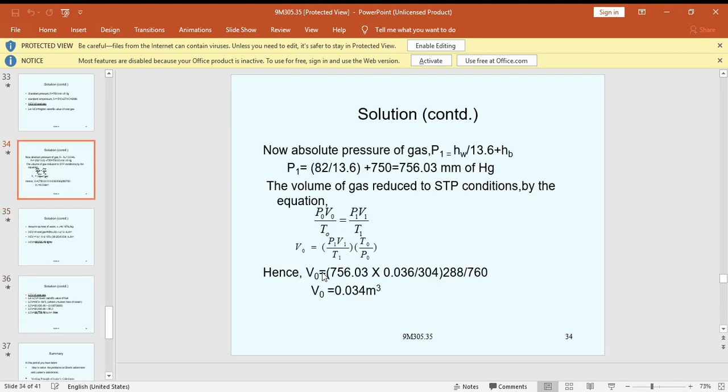Once again, look here. The standard is given. The absolute pressure of the gas P1 equal to HW water head plus 13.6 into HB. You get 82 mm of water by 13.6, plus 750 mm of mercury converted into pressure head, which is 756.03 mm Hg. The volume at STP condition: P naught V naught by T naught equal to P1 V1 by T1. V naught equal to P1 V1 by T1, into T naught by P naught. In this condition, V naught equal to 756.03 into 0.036 by 304, into 288 by 760. You get V naught equal to 0.034 meter cube.